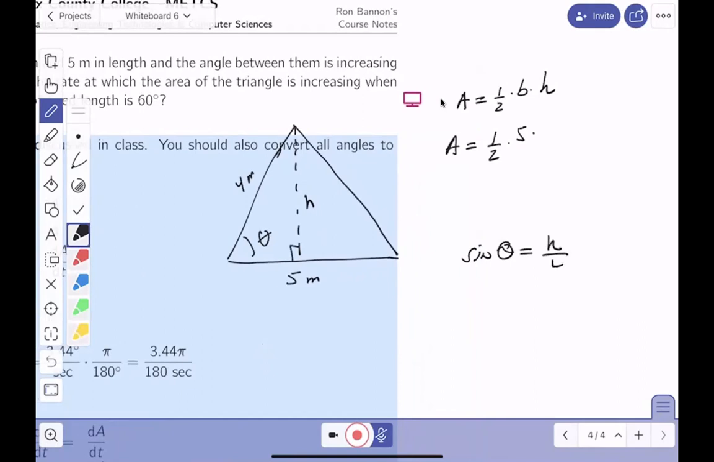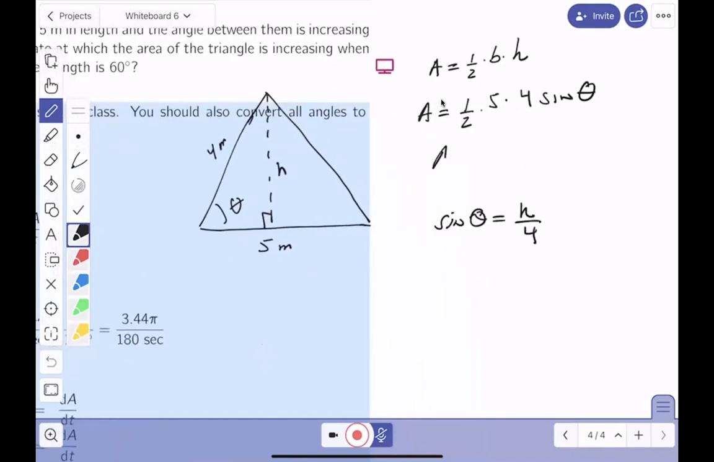h over 4. So what's the height? It's going to be 4 sine theta. All right, let me simplify this. Area is going to be, let's see, 2 goes into 4 2 times. 2 times 5 is 10 sine theta.